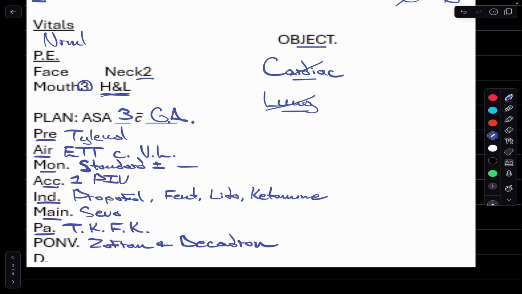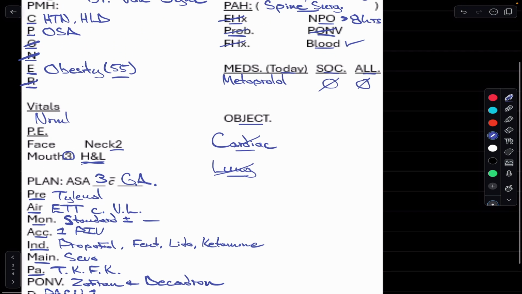And then disposition, PACU1 versus PACU2. We'll say, well, we're sending this patient to PACU1 after surgery. PACU1 is where everybody after general anesthesia goes. PACU2 is where people after just a colonoscopy can go following their procedure.